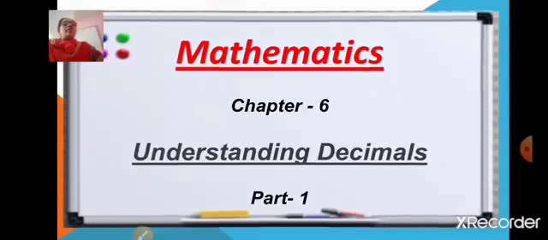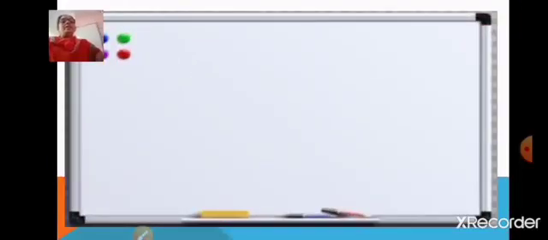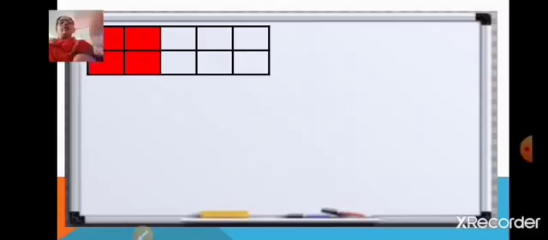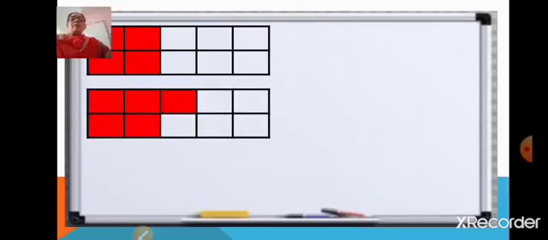Okay. Now before we start, just have a look at this figure. Here, children, in this figure, 4 parts out of 10 equal parts are colored. And in the second figure, 5 parts out of 10 equal parts are colored. Now children, we have already learned how to write fractions, correct? So for the first figure, we will write the fraction as 4/10, and for the second one, 5 parts out of 10 equal parts.